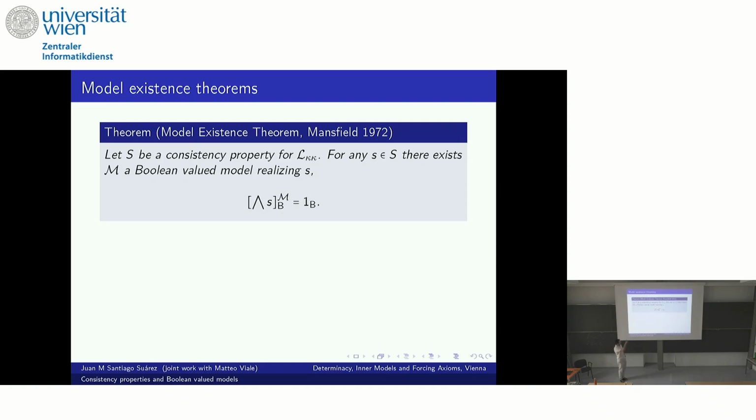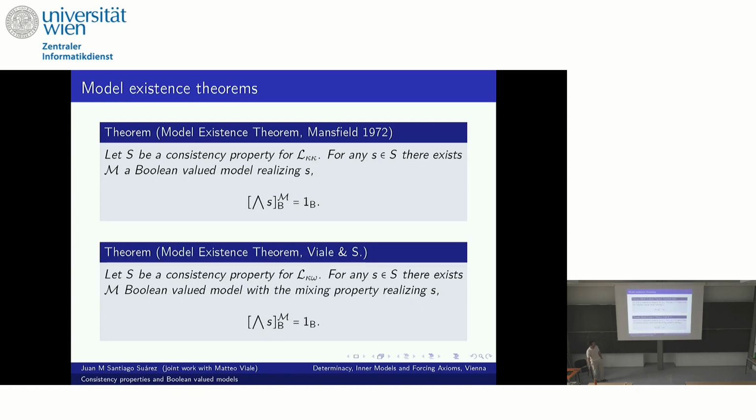But this is the result that guided us from the beginning, and what we get is the Boolean valued version for mixing models. Okay? So if you have a consistency property for L kappa omega, then you take any condition in your forcing notion, well, then it has a Boolean valued model with the mixing property.